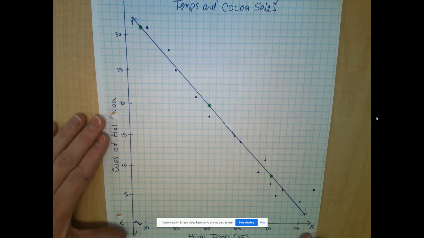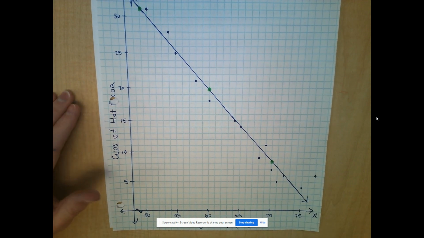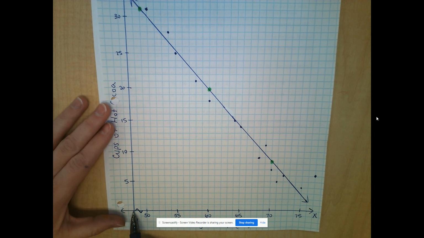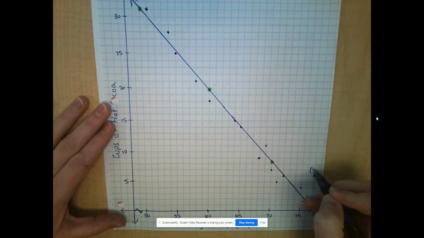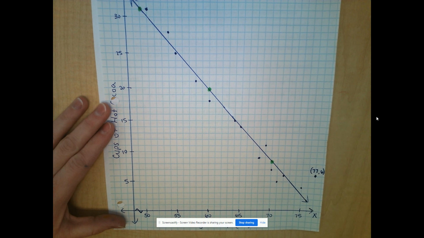Then I plotted all of my points, all of my coordinates. So the first one that was on there was 77 and 6. So I went over to 77 degrees. I went up to 6 and put a dot. So that dot represents on a 77-degree day, 6 cups of hot cocoa were sold. So each one of these points represents a day in my table.